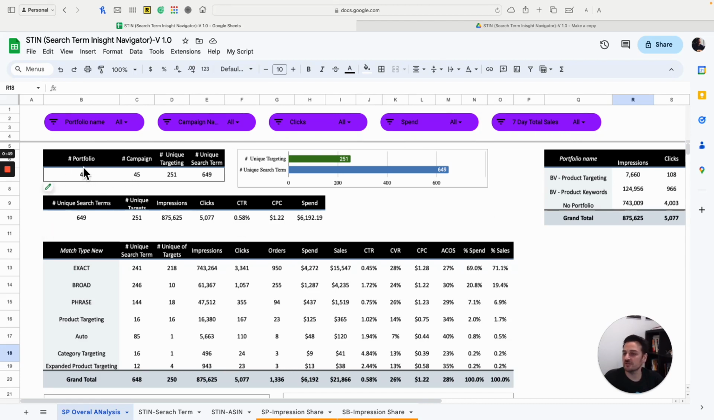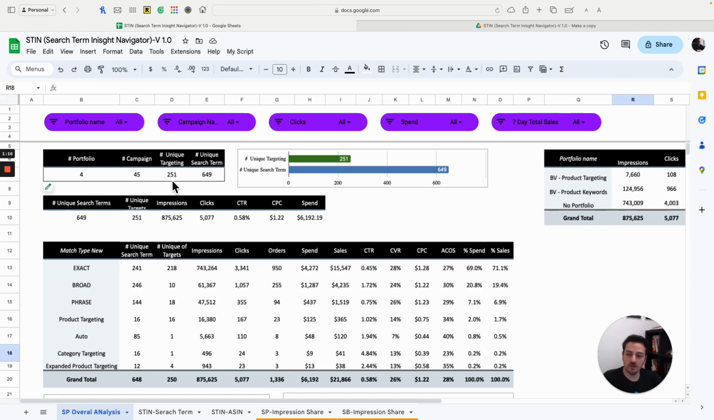The first table just says that in your account for sponsored product, everything that you see here is derived from sponsored product search terms. So just keep that in mind. We are getting some information from sponsored brand as well, that as you can see, we are uploading. I'll explain what those are. So we have 4 portfolios here, 45 campaigns in this account for sponsored product.